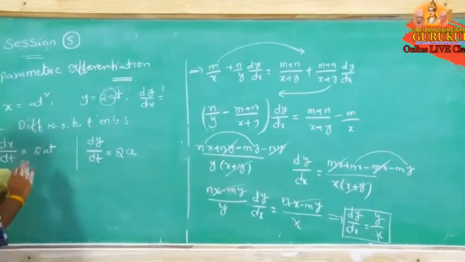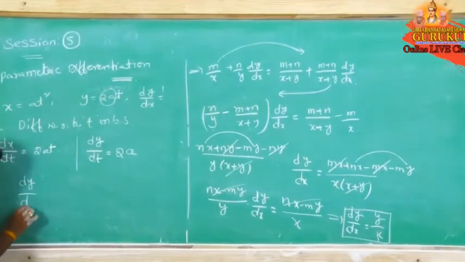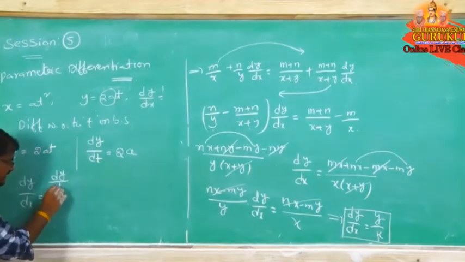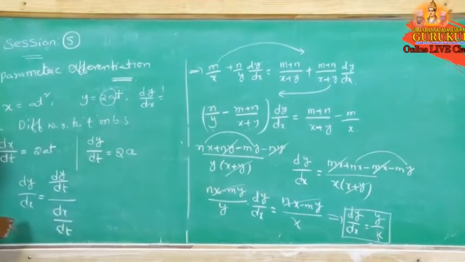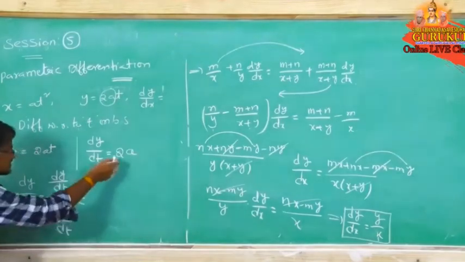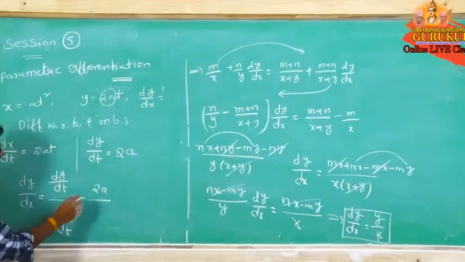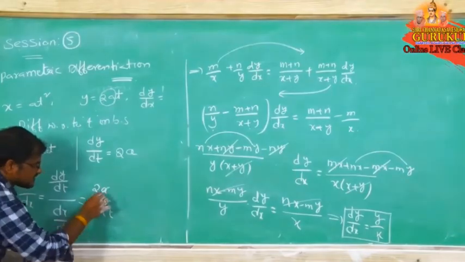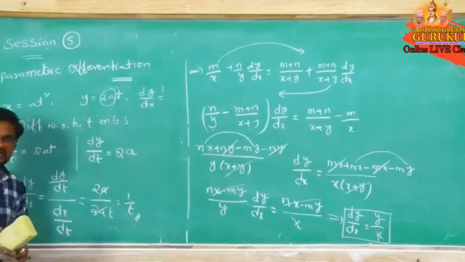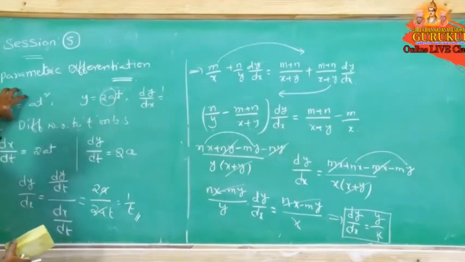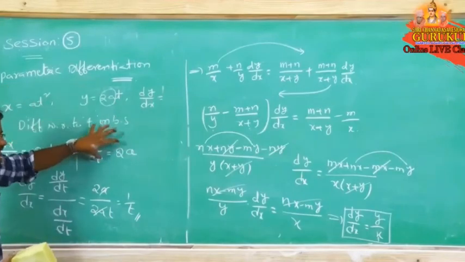Now observe how to get dy by dx. So dy by dx, you want this one by this one. If you write dy by dt whole divided by dx by dt, it is dy by dx only, right? Now that implies 2a divided by 2at, and a gets cancelled. Now what is our answer? 1 by t. What did you do? In terms of one parameter they gave, dy by dx asked, differentiating with respect to t, this one by this one.